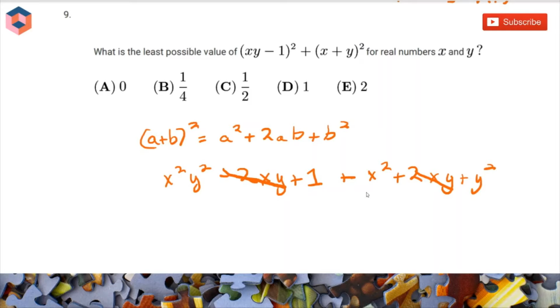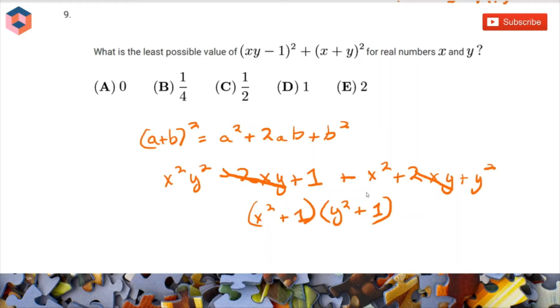So here a bit of experience might help. What you can notice is that this factors as (x squared plus 1) times (y squared plus 1). Because the x squared y squared gives us this first term, the x squared times the 1 gives us this x squared, and the y squared times 1 gives us the y squared, and finally the 1 times 1 gives us this plus 1.